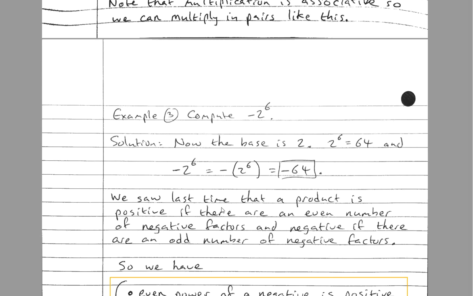Okay, so we did see last time, looking at multiplication of signed numbers, that if you have a product where there are an even number of negative factors, then the product will be positive. The product will be negative if you have an odd number of negative factors.